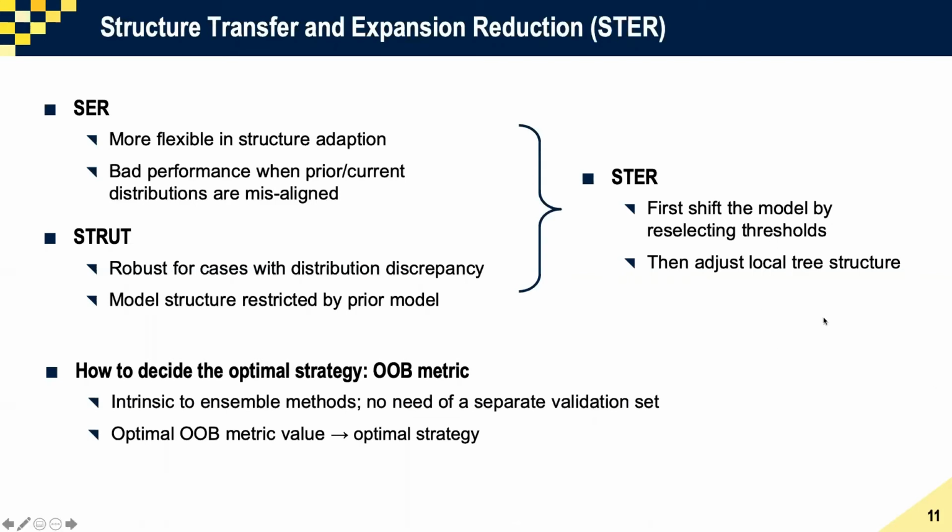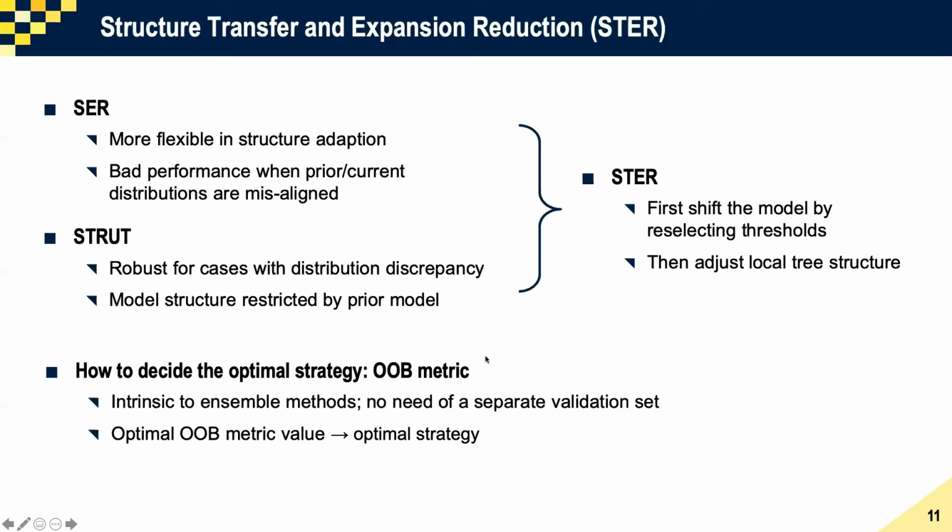So in order to combine the advantages of STER and STRUT, we propose a third strategy called STER-STRUT. It first shifts the prior model using the threshold selection strategy of STRUT, and then tunes the local tree structure by the expansion-reduction procedure of STER. In this way, it can achieve a trade-off between preservation of the prior model structure and adaptation to the current data.